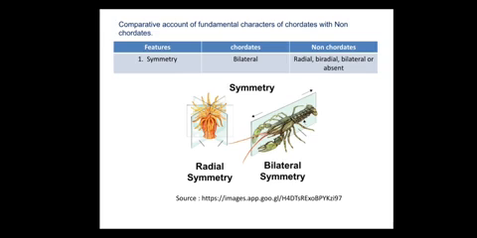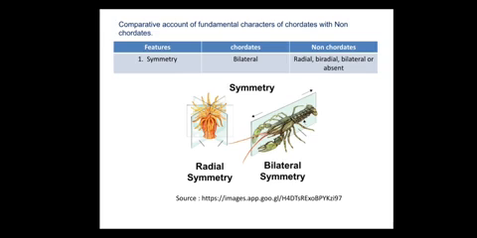Chordates show bilateral symmetry. So what is bilateral symmetry? When we divide the animal into two equal halves, that is left and right halves, the left and right parts of the body are exact mirror images of each other.